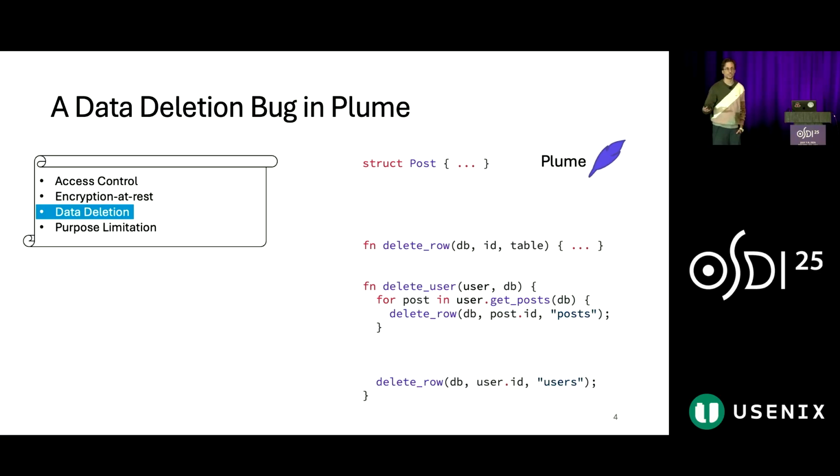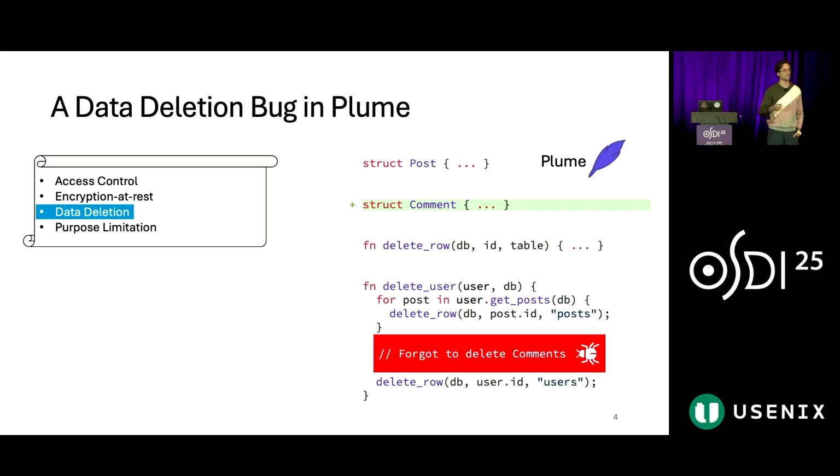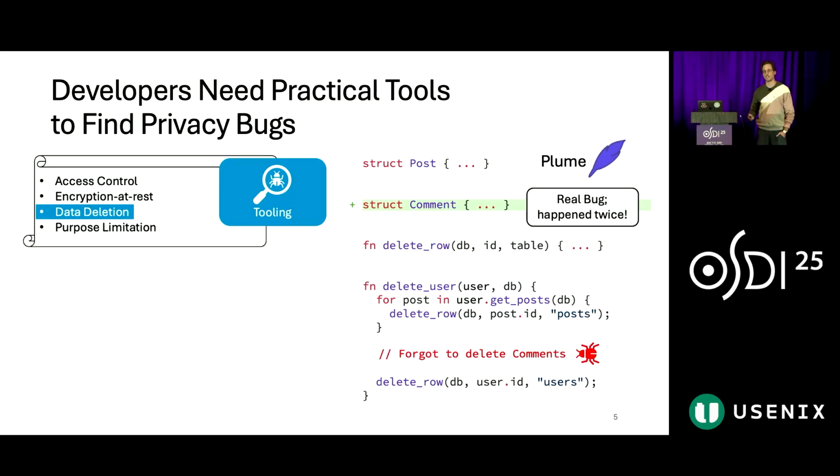Now, as the application evolves, the developers add more functionality, and they allow the users to comment on each other's posts. However, what they forget to do is to update this deletion endpoint to actually erase this data from the database. And funnily enough, not only is this a real bug, this actually happened twice in Plume, once for the comments, and then again when they started introducing media. And since this is so easy for developers to get wrong, they really need practical tools to help them find these kind of subtle semantic privacy bugs.